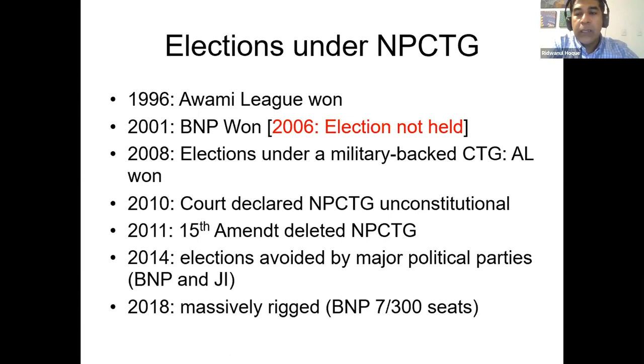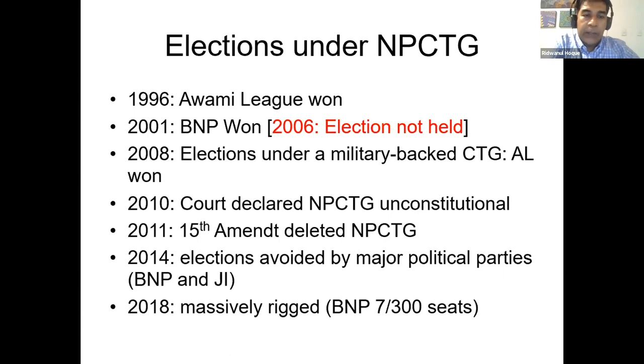But in the meantime, I'll be very brief here. In 2010, the Supreme Court of Bangladesh, in a very short order of three sentences, less than 100 words, declared that the caretaker government was unconstitutional. It was a short order. But immediately after that, when the full judgment wasn't yet issued or handed down, the incumbent government, this time the Bangladesh Awami League, which had earlier demanded the introduction of the caretaker government, moved against it.